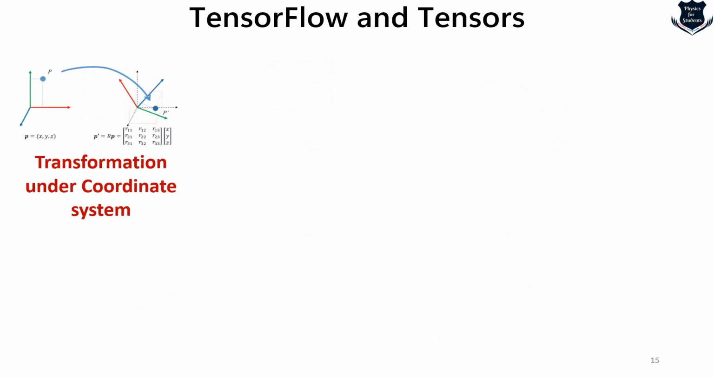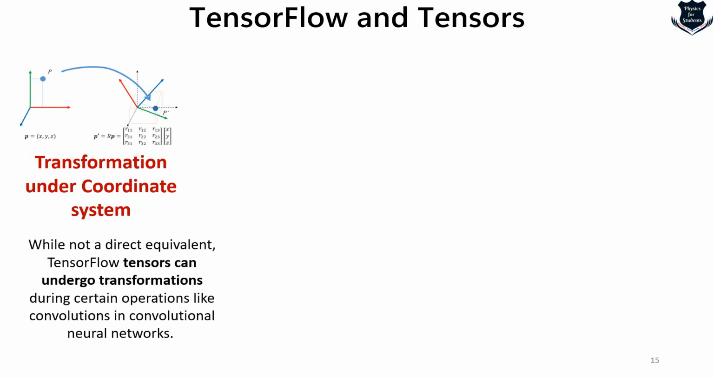Now here comes another important part which TensorFlow supports, and we will look at more examples in today's video. If it is not a direct equivalent, TensorFlow can undergo transformation during operations like convolutions in a convolutional neural network. I am not expanding on what convolution is. It is a technical term which you can look up on Google. These transformations loosely relate to how tensors in physics might transform under coordinate changes, although the specific content is a little bit different.